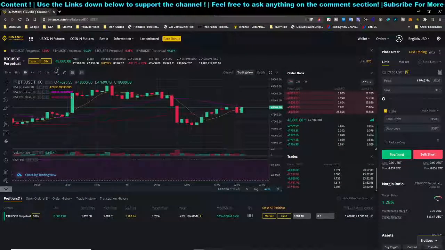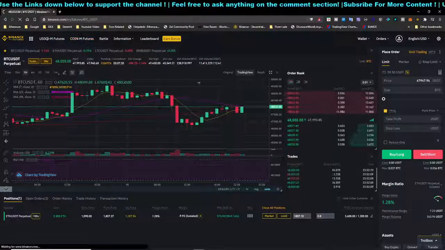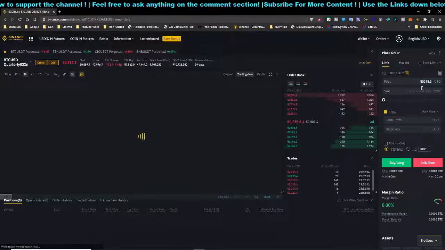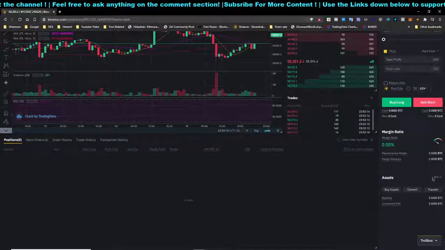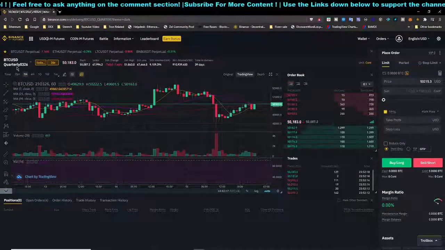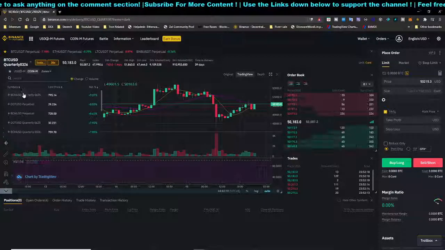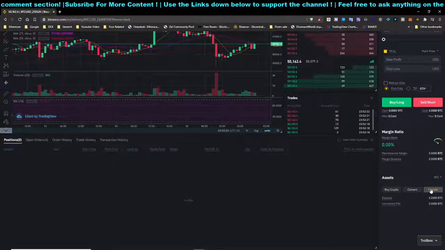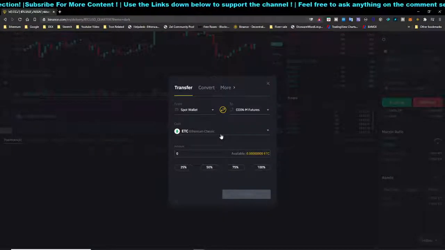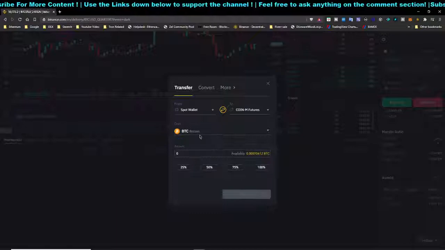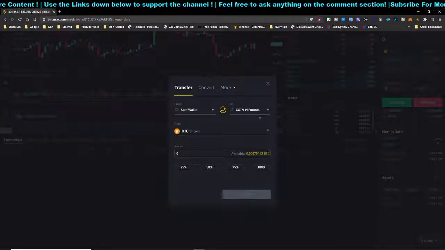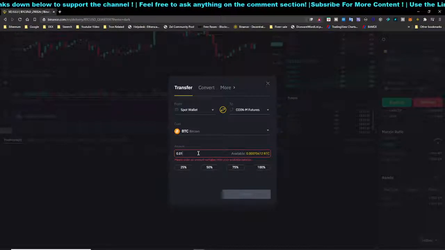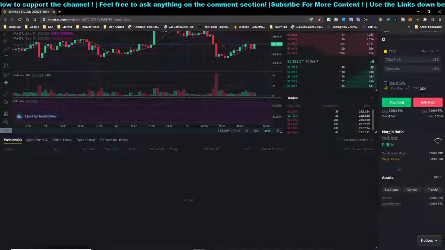For the Coin-M, which is coin margin futures trading, you will need to fund the account with the cryptocurrency that you're going to trade with. So let's say you want to trade on Bitcoin only. What you need to do is click on transfer, and choose the coin that you are going to trade on. So Bitcoin, and from spot wallet towards Coin-M, enter the amount, for example 0.01, click on confirm, and it is going to be funded.